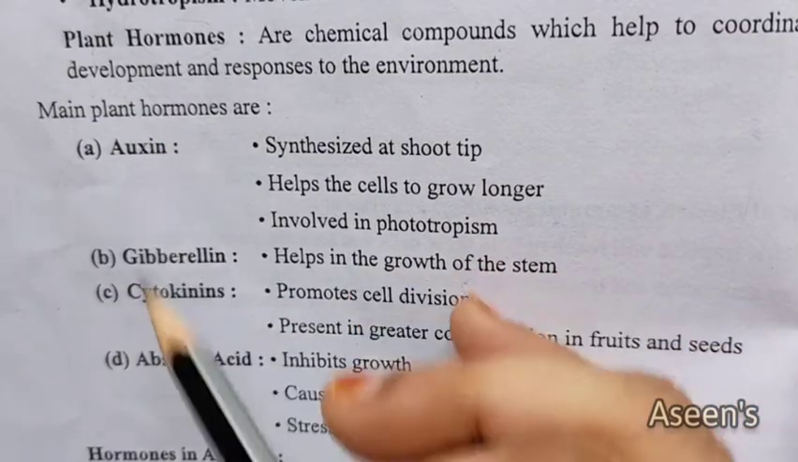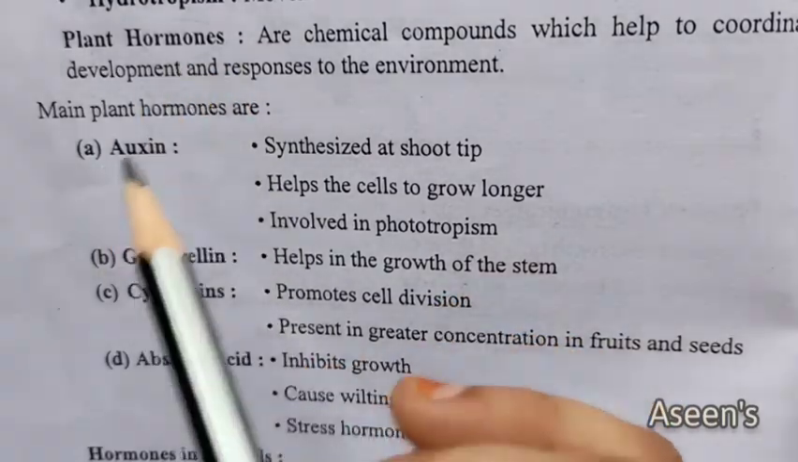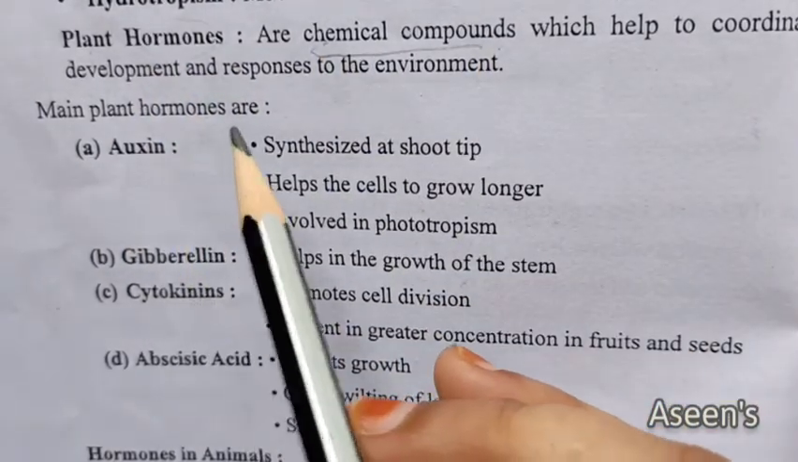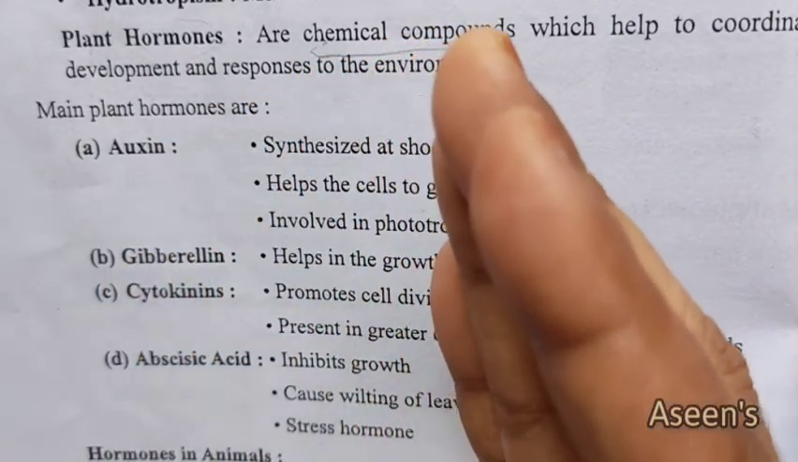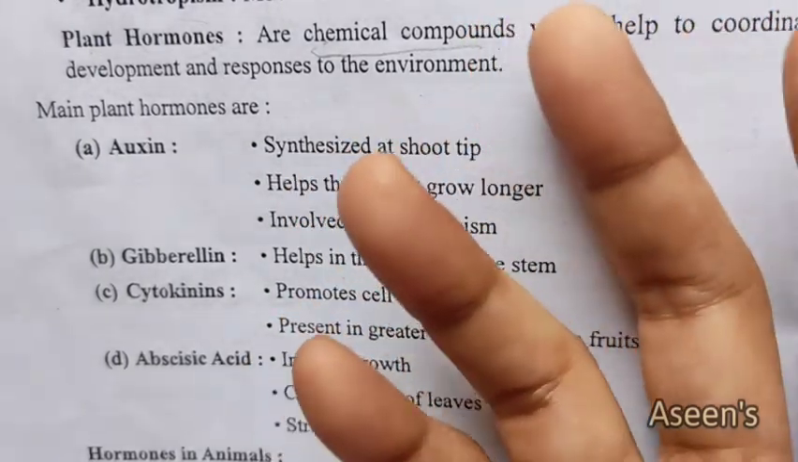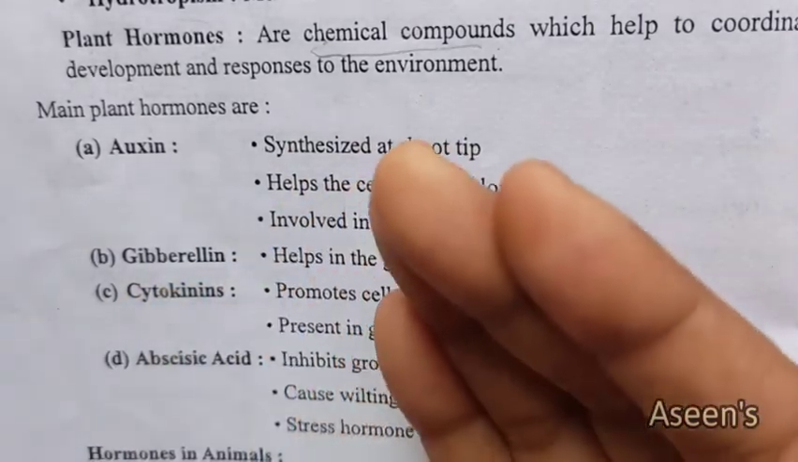So, before going forth with the plant hormones, let us first understand what hormones are. Hormones are chemical compounds which aid in control and coordination inside the living organism. It might be a plant or an animal. They also help in coordination with the environment.